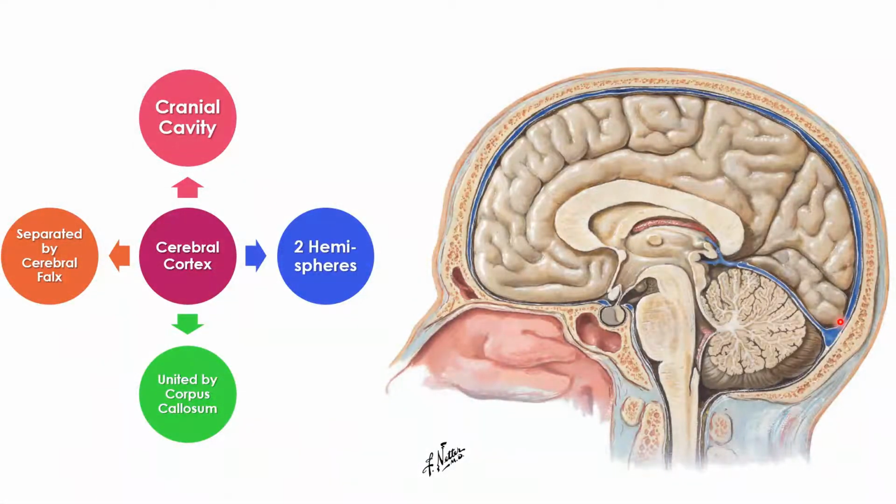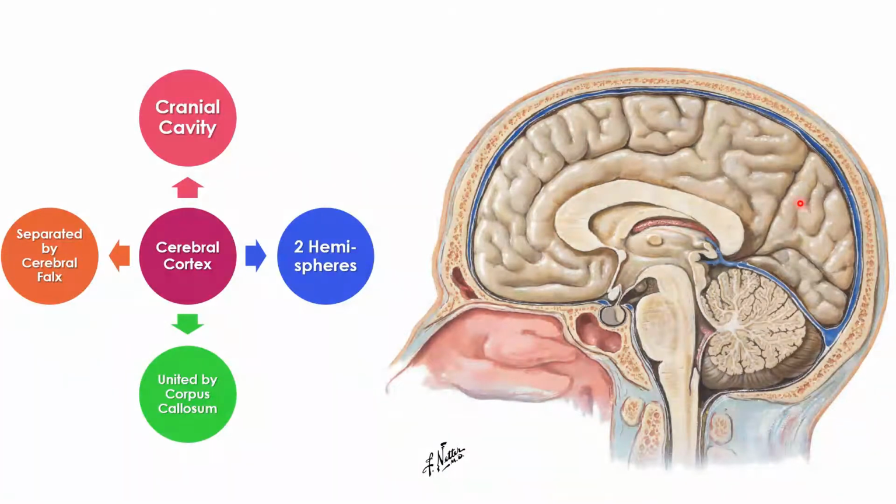The cranial cavity has two compartments divided by the tentorium cerebelli, a fold of dura mater containing the dural venous sinus. Superior to it is the supratentorial compartment, and inferior to it is the infratentorial compartment. So the cerebral cortex or cerebrum is situated in the supratentorial compartment.